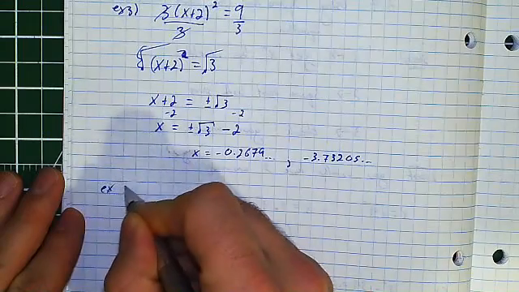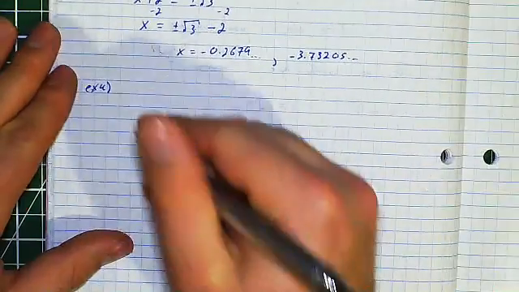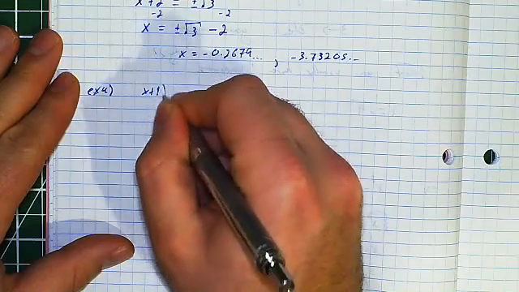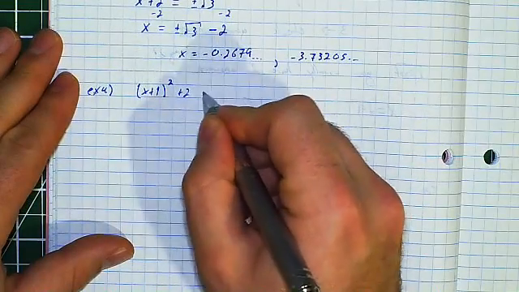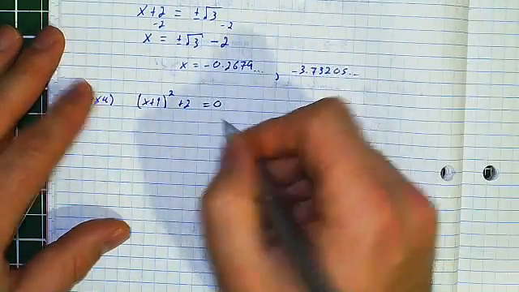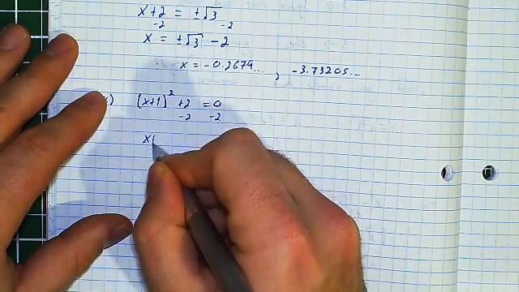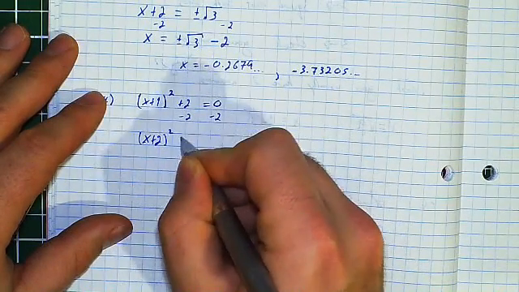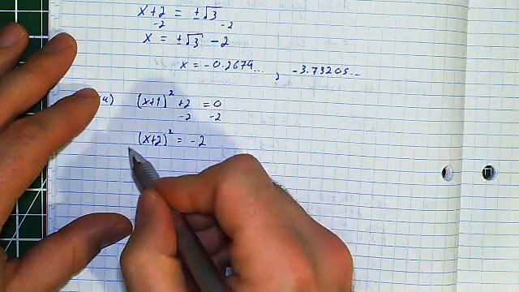All right. Our second example, or our fourth example for this situation, we're going to have (x plus 1) squared, plus 2 equals 0. We do the exact same thing we did last time. Get this by itself. So subtract 2 from both sides. (X plus 1) squared equals negative 2.